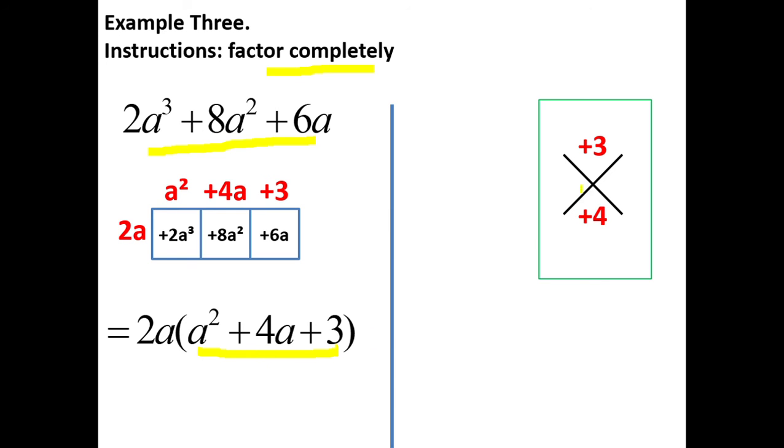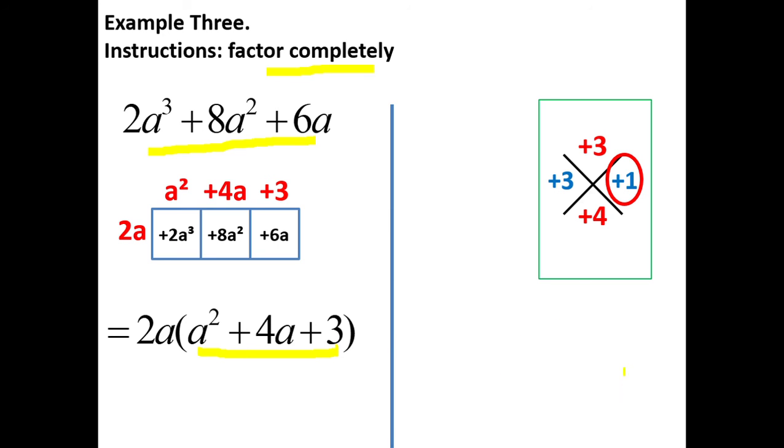So what two things do you multiply together to get to 3, and then you add them together to get to 4? Well, what's all the ways you can multiply to get to a 3? 3 times 1, that's the only way. And so 3 times 1 gives you 3, and 1 plus 3 gives you 4. So our two factors for the quadratic part are a plus 3 and a plus 1.